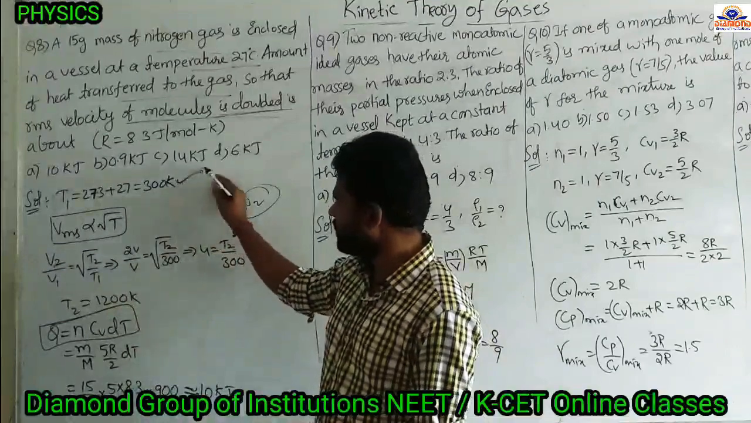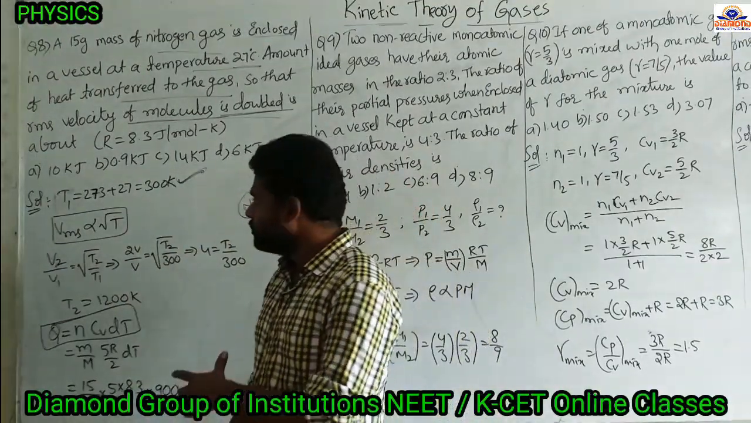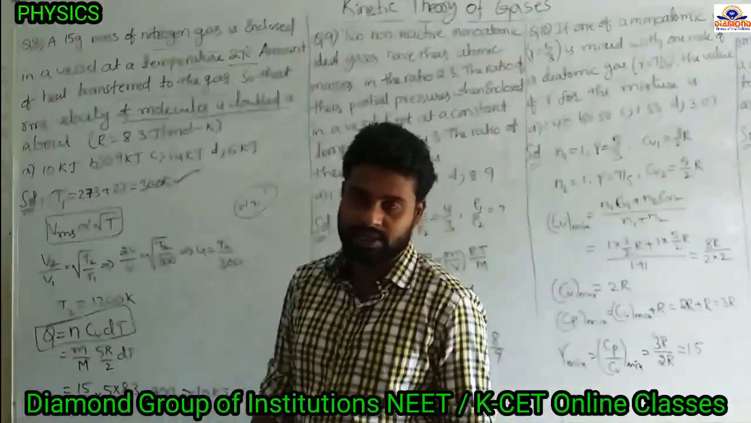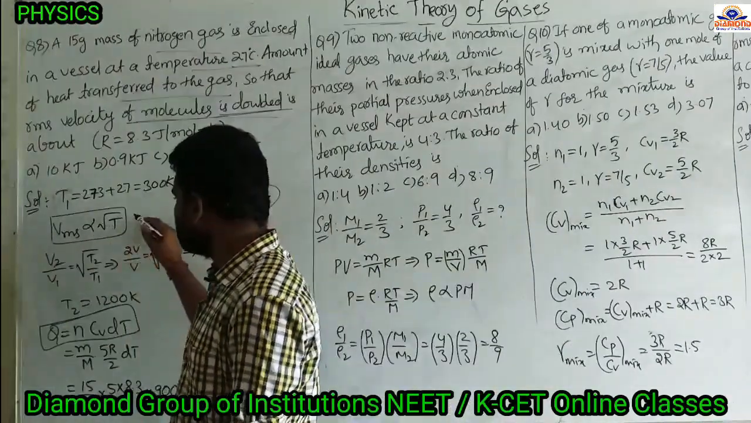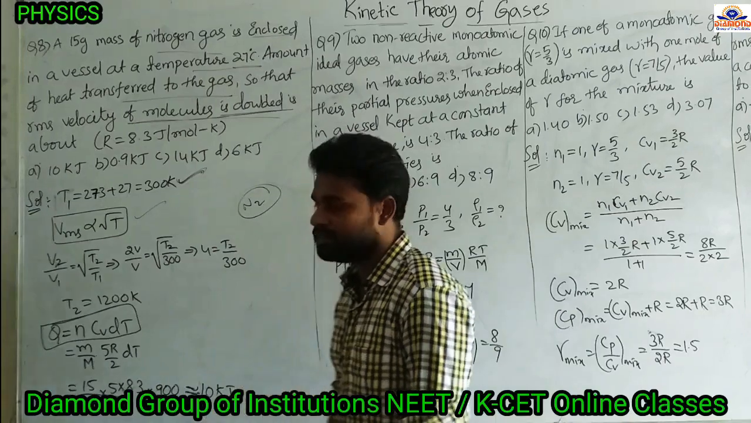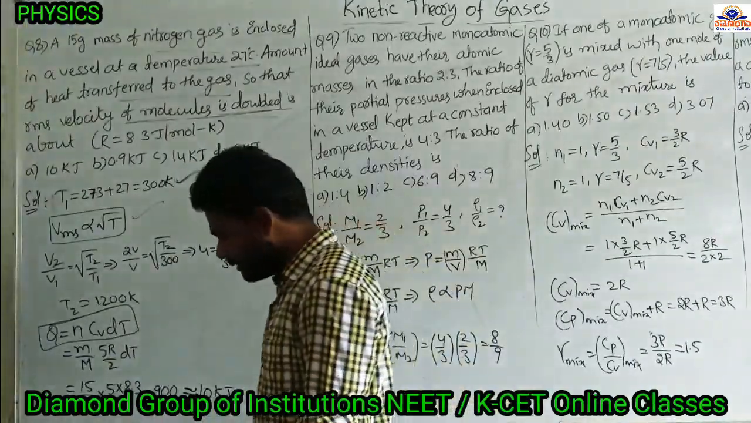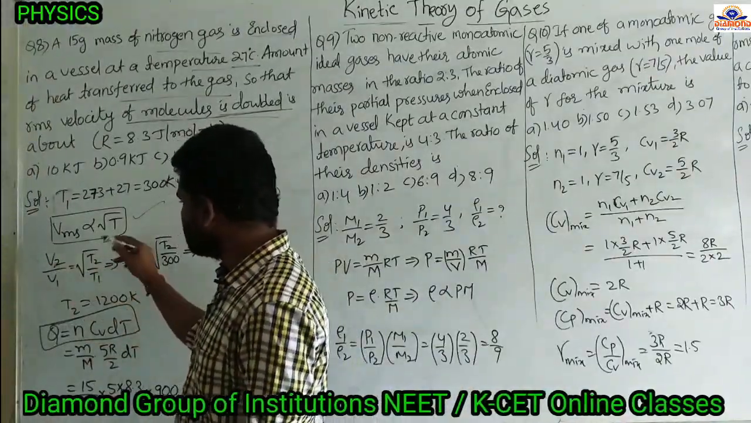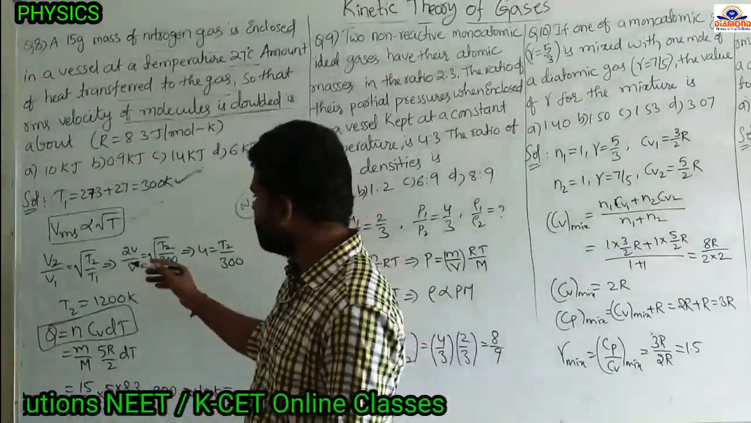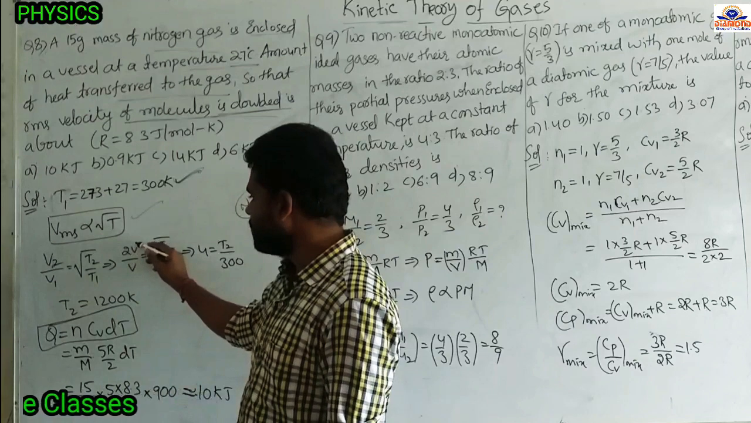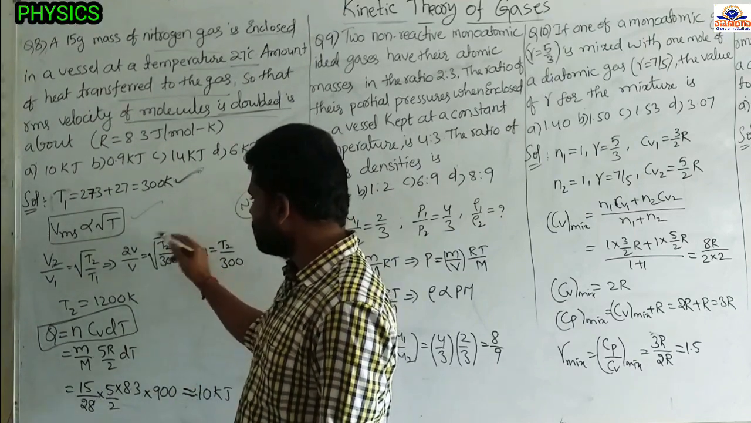The initial temperature is 300 Kelvin, and to double the RMS velocity, how much must the temperature increase? V_rms is directly proportional to the square root of T. We know this relationship already. From this we can write V2 by V1 equals the square root of T2 by T1. V2 is the final RMS speed, which becomes double. Initial is V, final becomes 2V, equal to square root of T2 by T1.